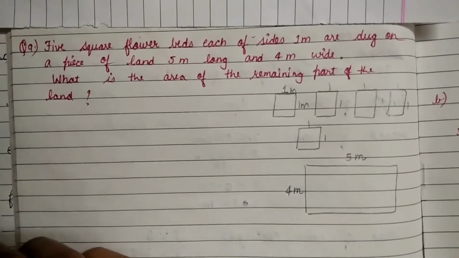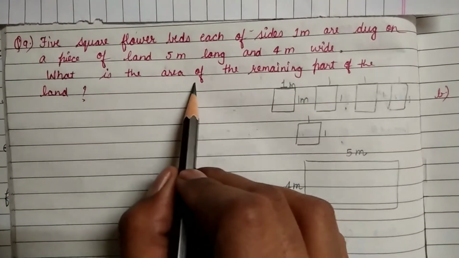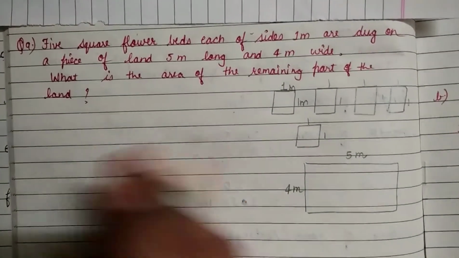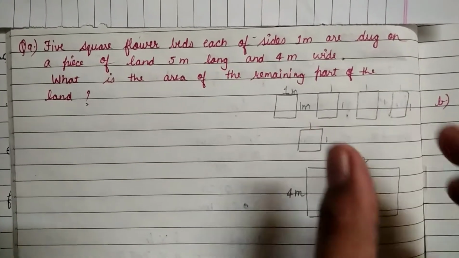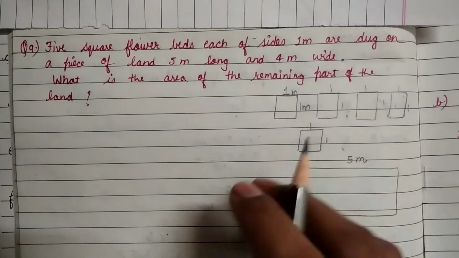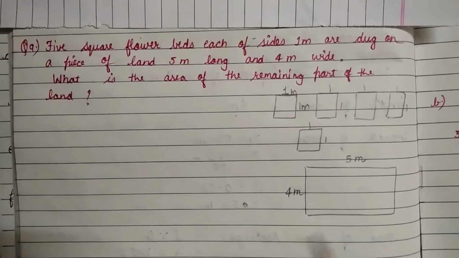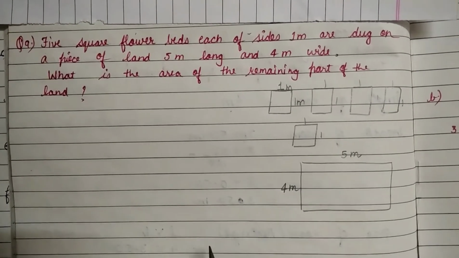Okay, so what do we have to find? What is the area of the remaining part of the land? When all 5 square beds are dug inside the piece of land, what will be the remaining part? What will be the remaining land? That we have to find.